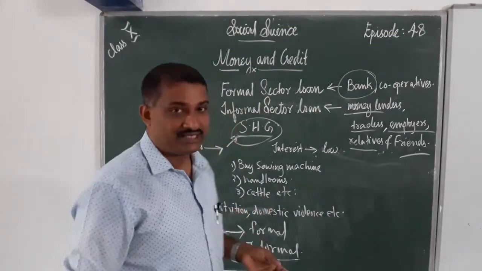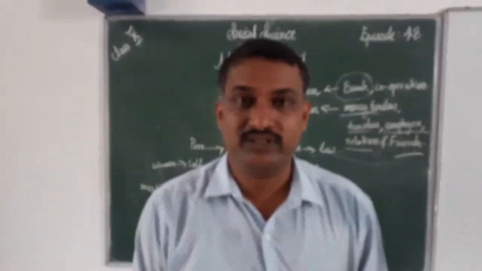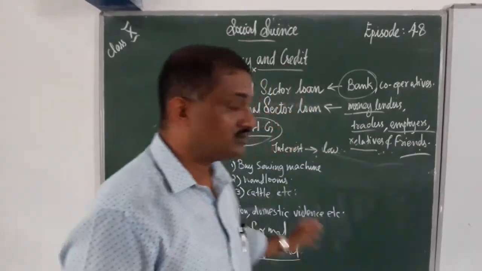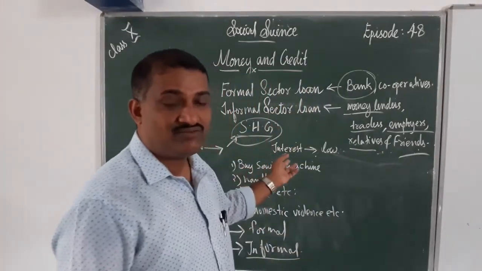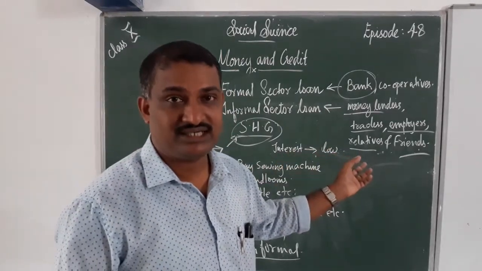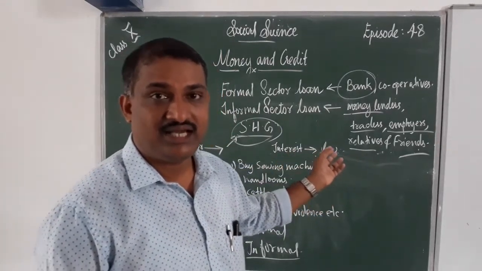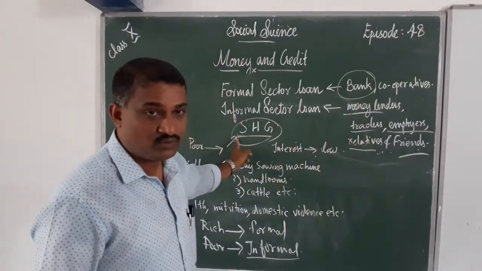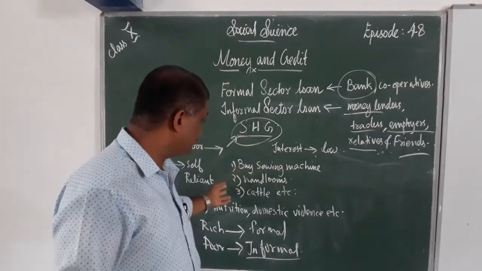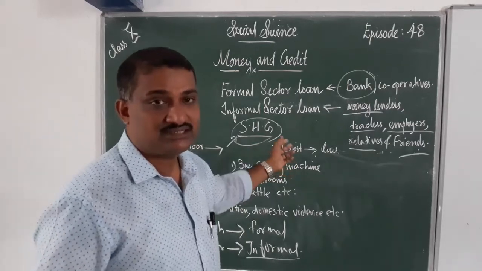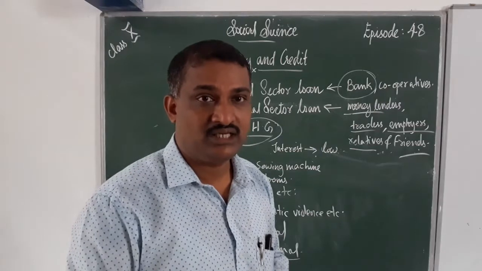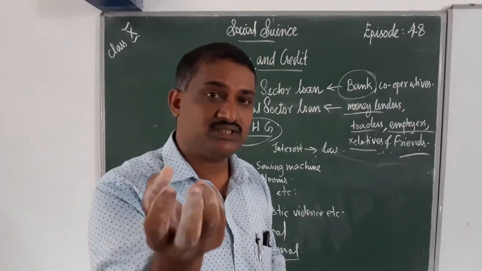Next, for buying cattle. Suppose the poor people living in the villages and rural areas mainly depend on cattle and such things. If they want to buy cattle, definitely they can buy them, and they can collect money from this self-help group at very low interest. These self-help groups always collect only low interest.